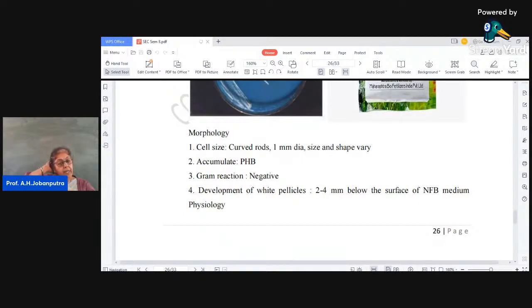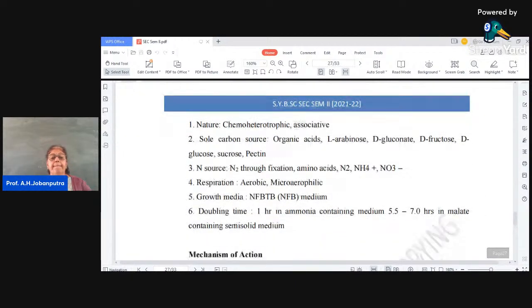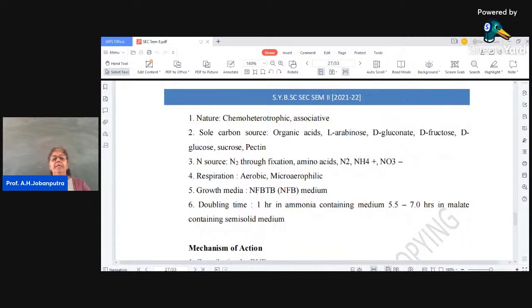They can accumulate PHB. They are gram negative. They form white pellicles on the surface of nitrogen-free BTB medium. They are chemoheterotrophic. Arabinose, gluconate, fructose, glucose, sucrose, pectin: they can utilize these sugars. They can fix nitrogen in the form of ammonia, nitrate, etc. The respiratory system is aerobic or microaerophilic.